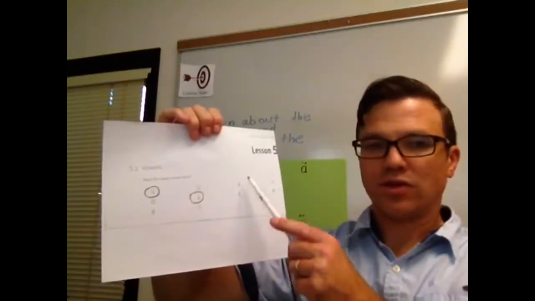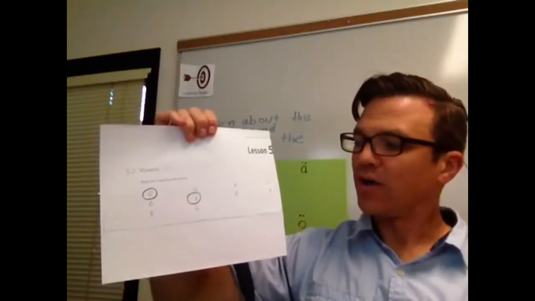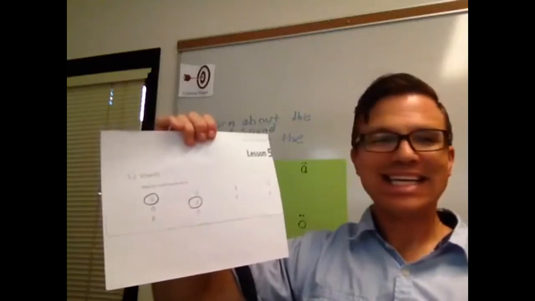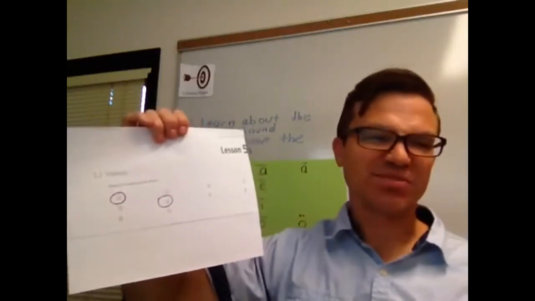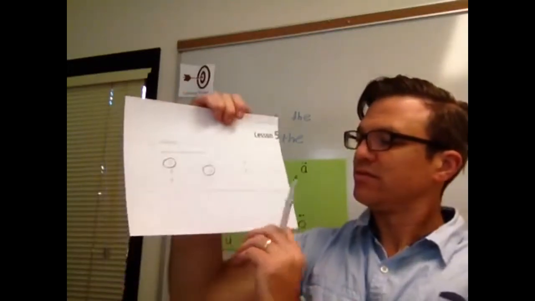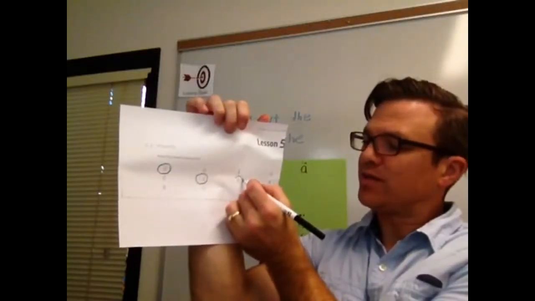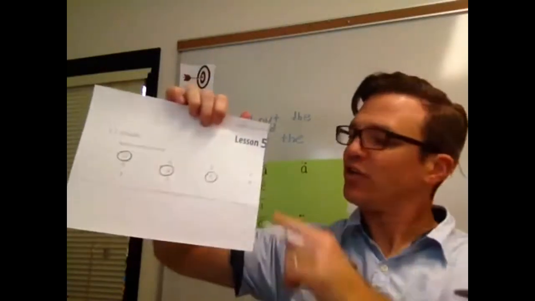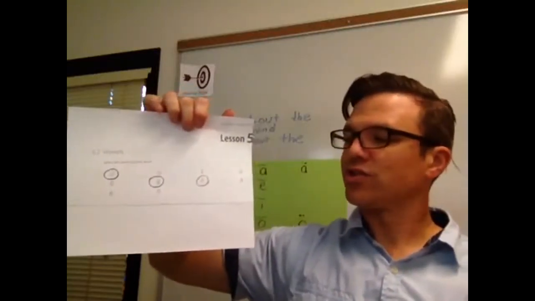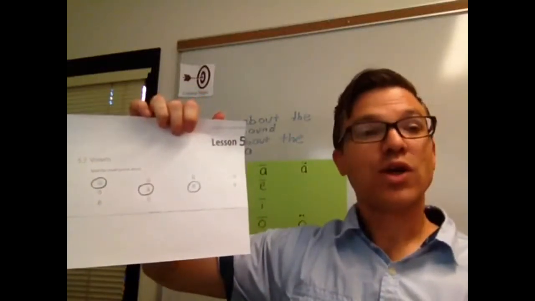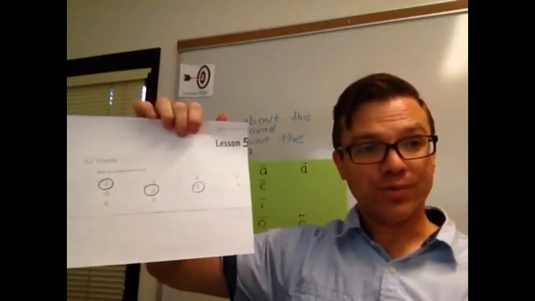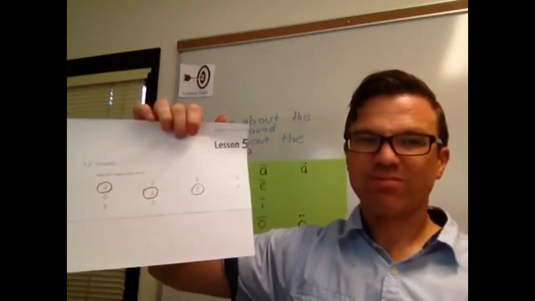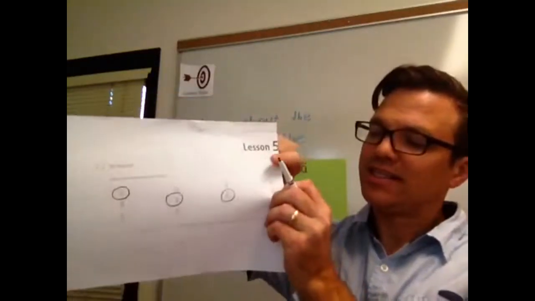Okay, go to this column. I want you to circle the one that goes E. E. This is pretty simple, right? You should have circled this one. And in your last column, I want you to circle the one that goes U or oo. Pretty easy, right? It's this one right here.